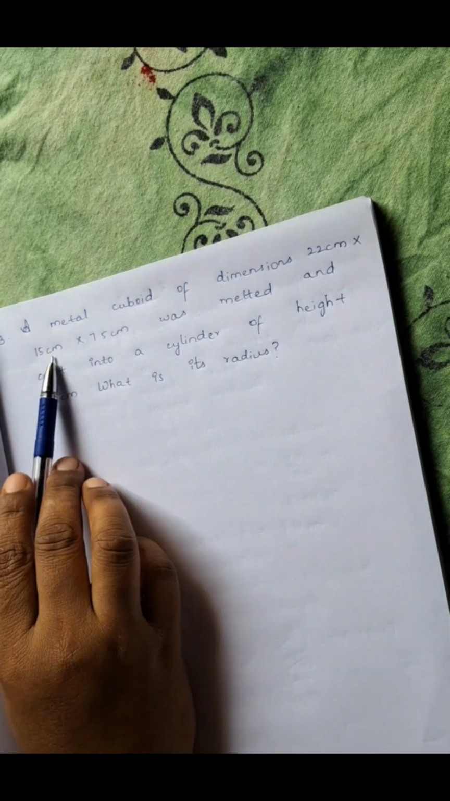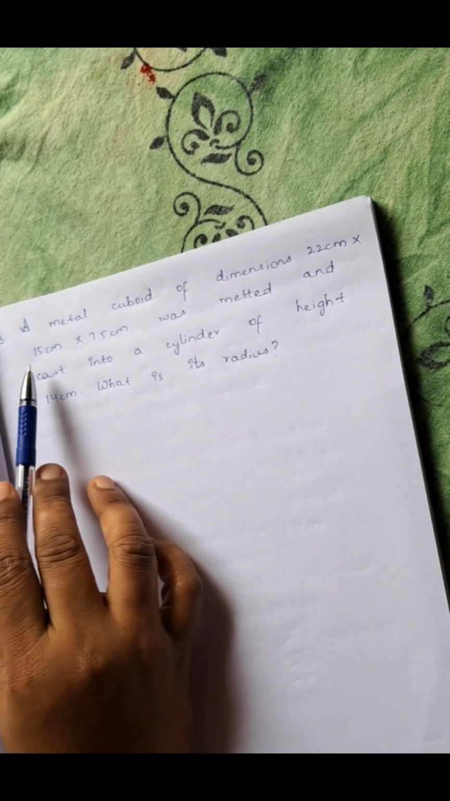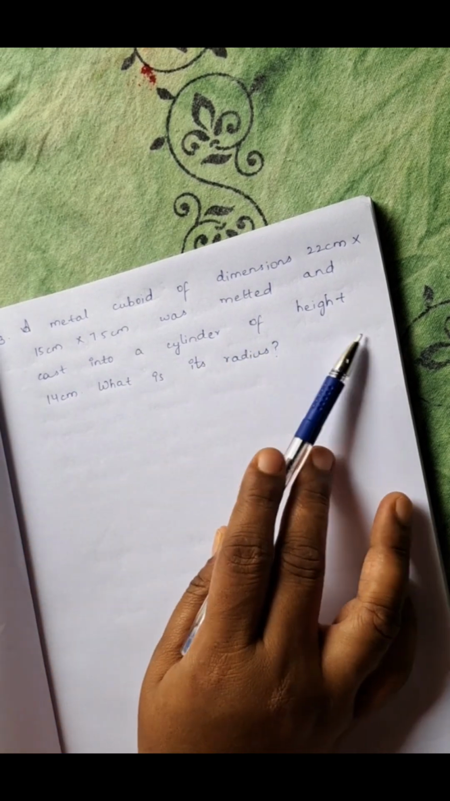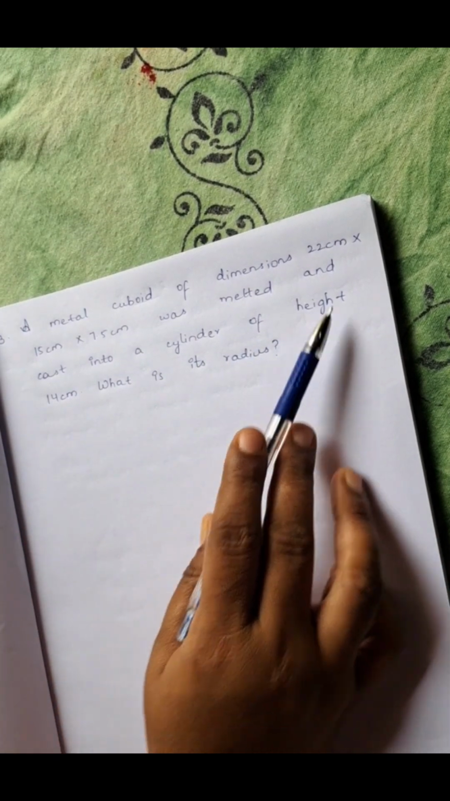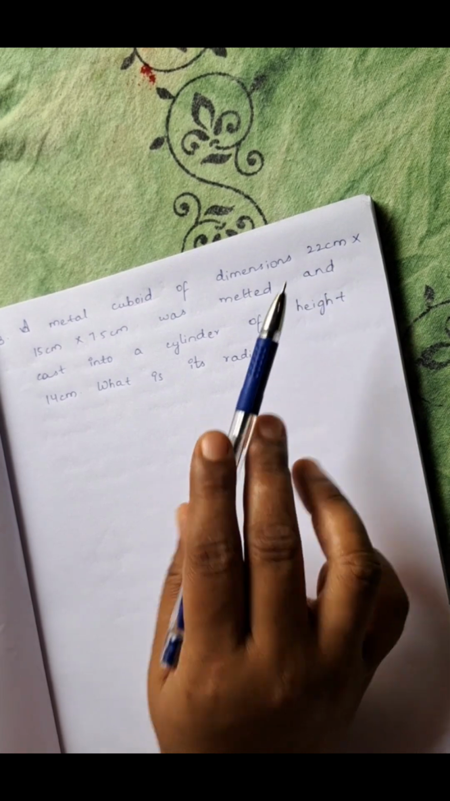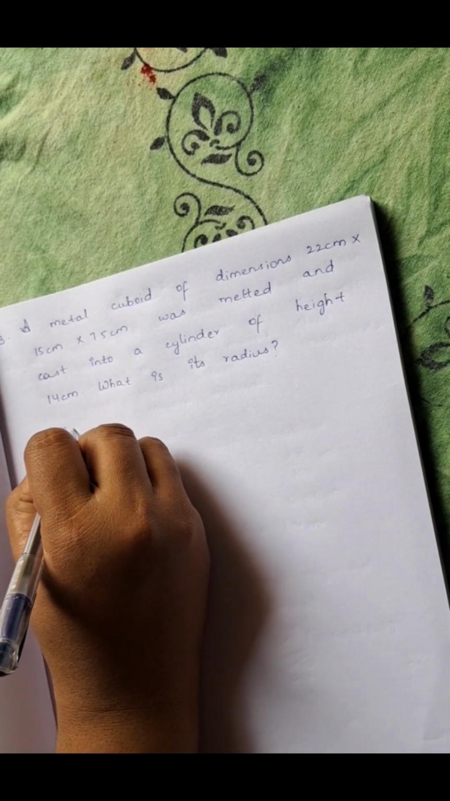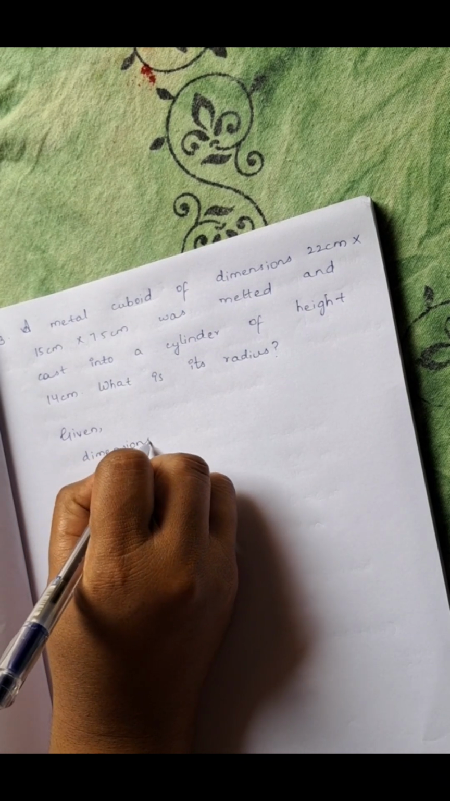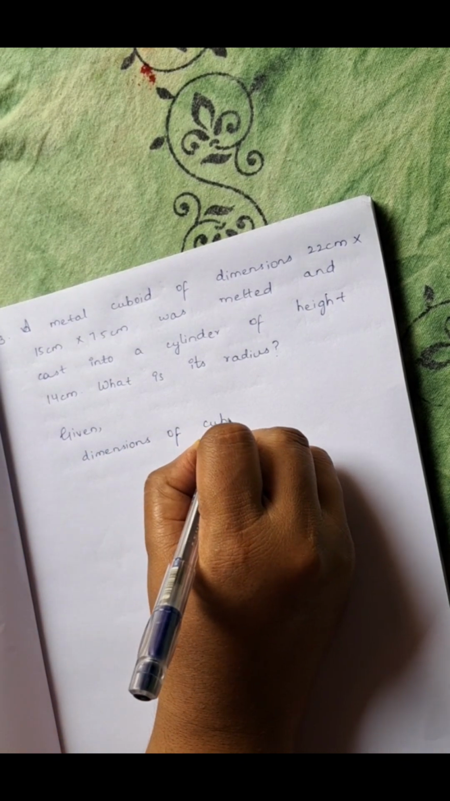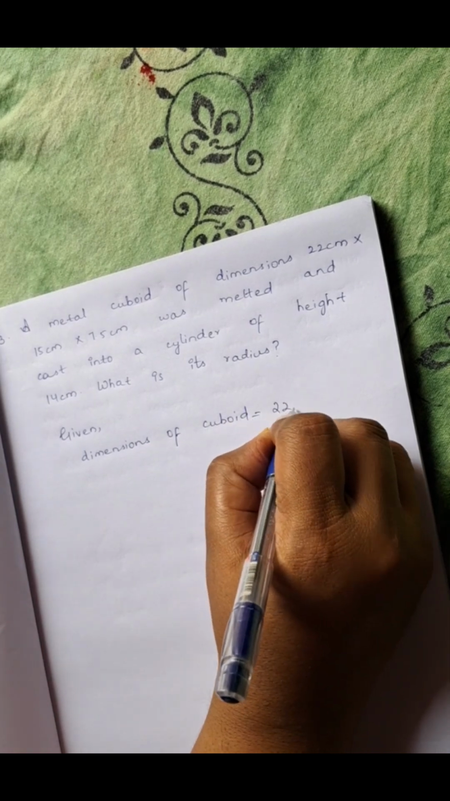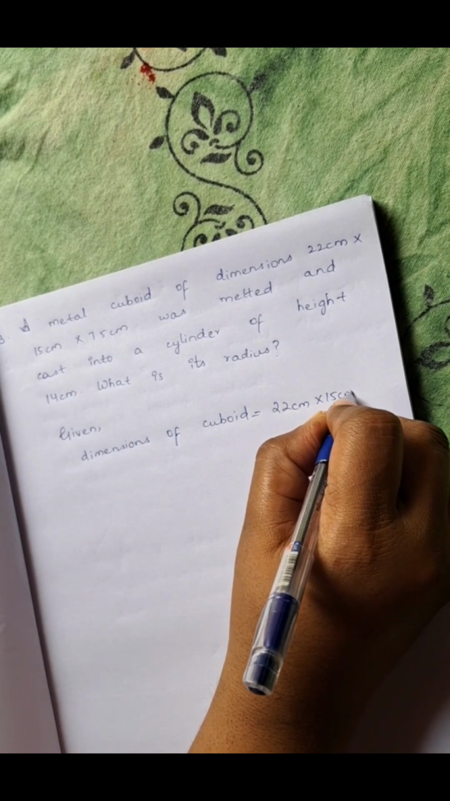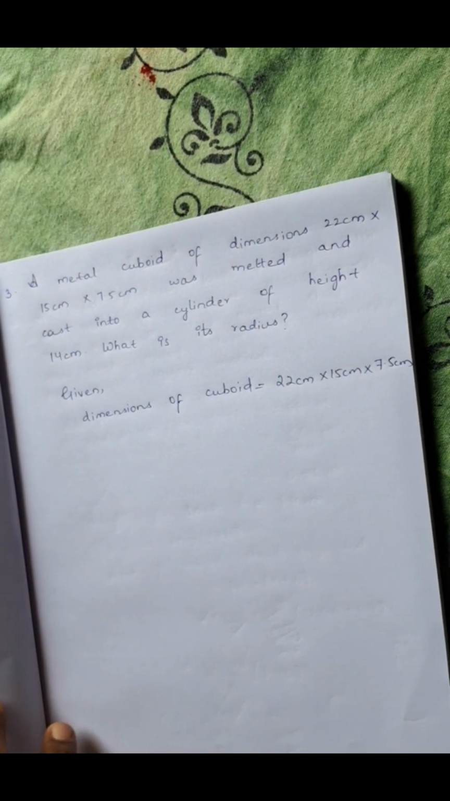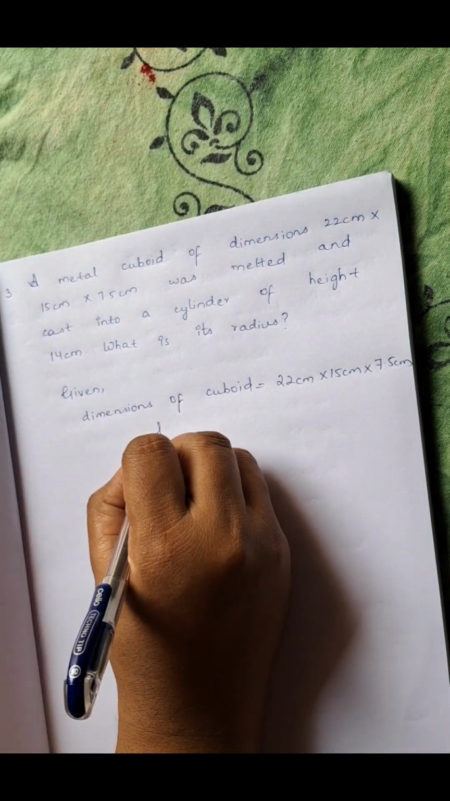Our next question is, a metal cuboid of dimensions 22 into 15 into 7.5 centimeter was melted and cast into a cylinder of height 14 centimeter. What is its radius? The dimensions will be L, B, H. So let us write the given information first. Given, dimensions of the cuboid are 22 centimeter into 15 centimeter into 7.5 centimeter, and also the height is nothing but what?